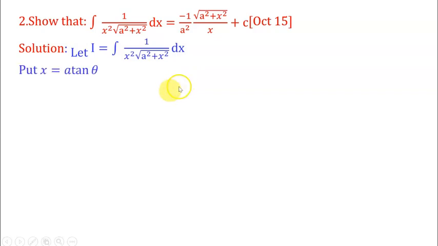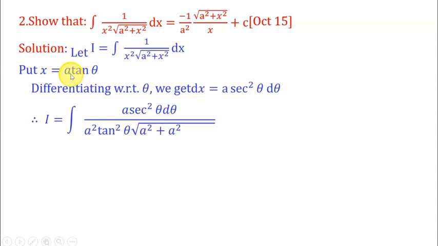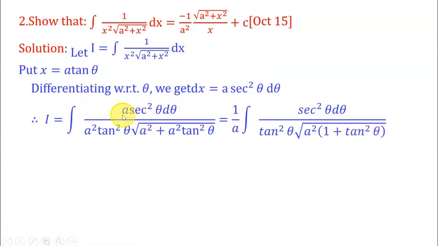Now put x equals a tan theta, and after differentiation you will get dx equals a times the derivative of tan theta, which is a sec square theta d theta. This is the value of dx. Now substitute x equals a tan theta in this integral, I equals the integral of a.